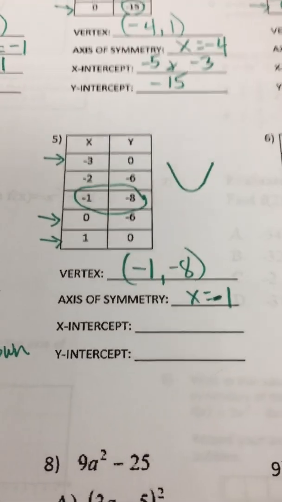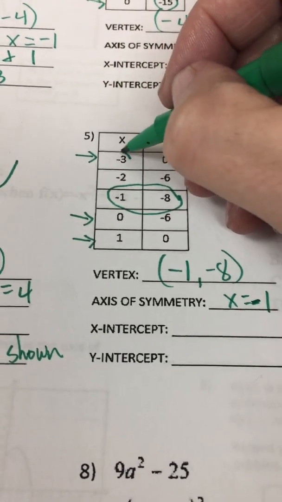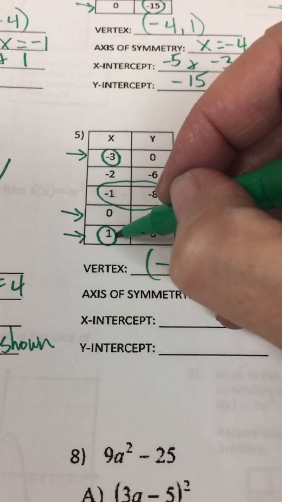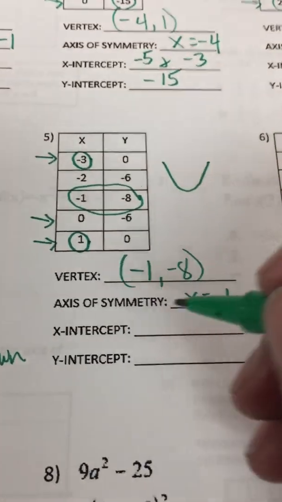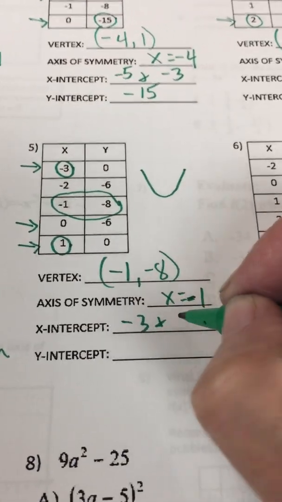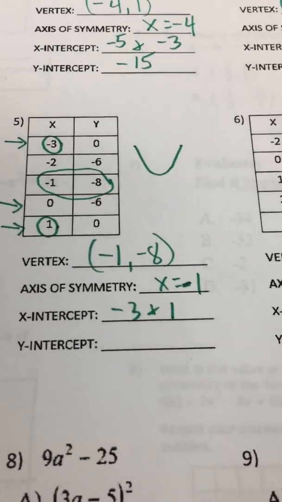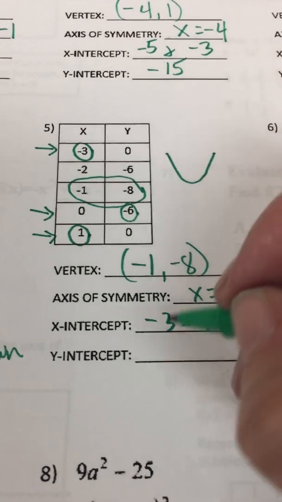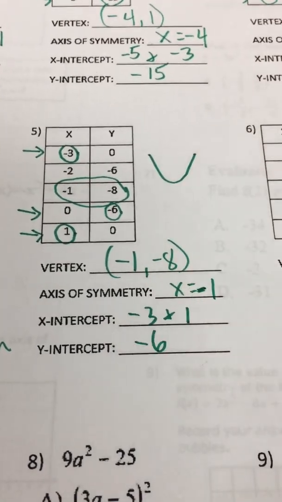So now I need to decide if they're x-intercepts or y-intercepts. This one has a number in the x position, so it's an x-intercept. This one has a number in the x position, so these two are your x-intercepts, -3 and 1. The parabola is crossing the x-axis at those 2 points. The y-intercept is this one because there's the number in the y position, so it's crossing the y-axis at -6. There we go. See how easy these are?